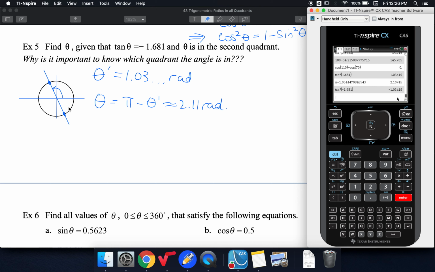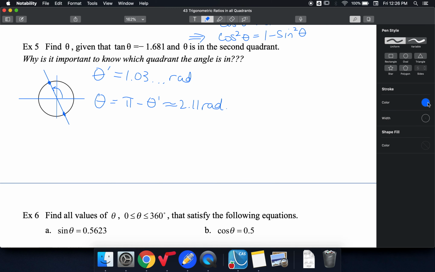So I would still have to do some math to get to this angle, and I think it's easiest to start with your positive reference angle. So here's my theta r, reference angle was here, theta prime, and I know that I'm going to do pi minus that to get the angle that I want.